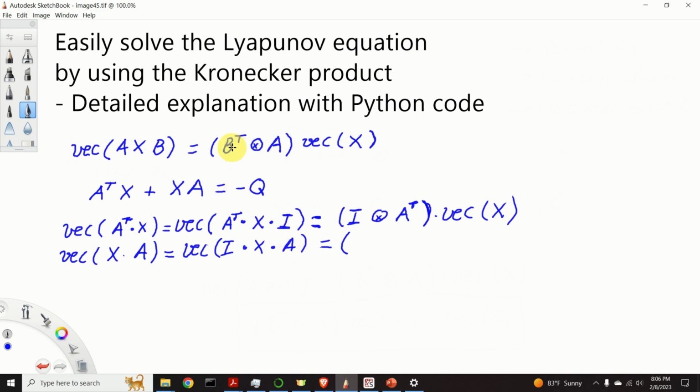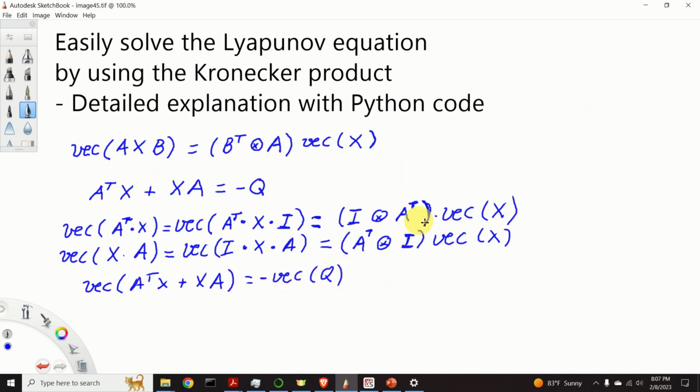We have B transpose, that is, we need to take A transpose Kronecker. Over here we have A, and A is identity matrix. Consequently, we need to write identity matrix over here. And we have vec x. Now, let's apply the vectorization operator to left and right hand sides of our Lyapunov equation. We have vec of A transpose x plus xa is equal to minus vec of q.